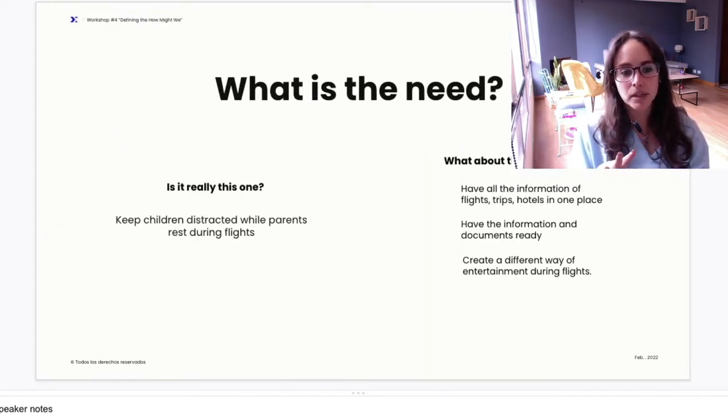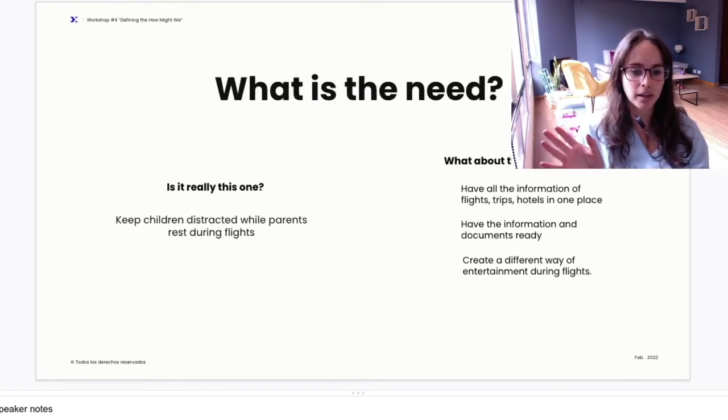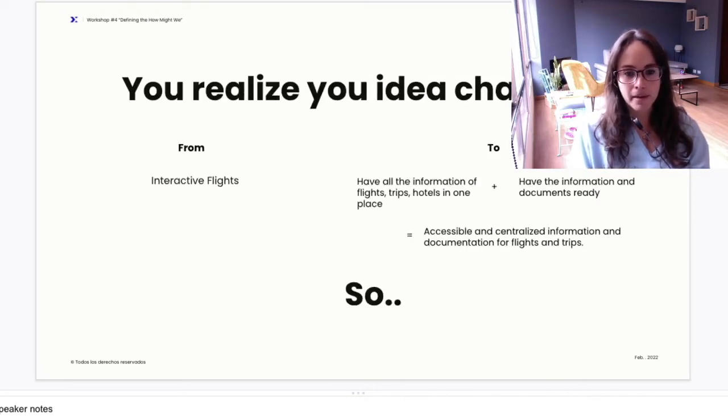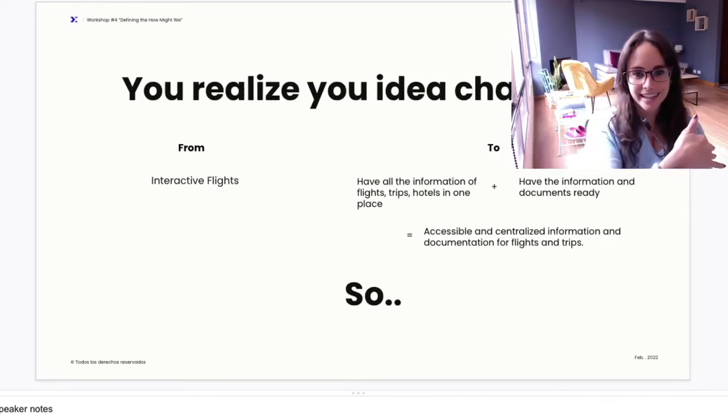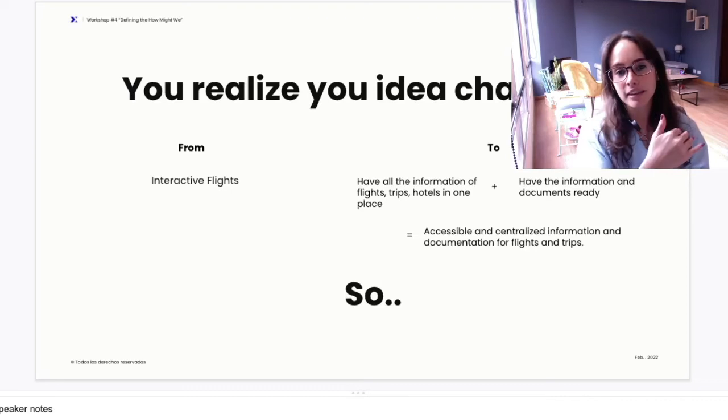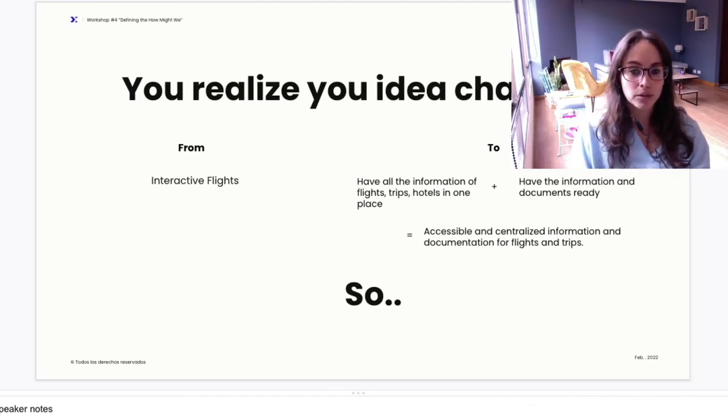In the first place, we established this big how might we: keep children distracted while parents rest during flights, and we established these three opportunities. But then you realize your idea changed because you have investigated, talked to users, and searched the web for different solutions, all the things that we did in the last workshops. So you broke the first idea, which was interactive flights, or what you have at home.